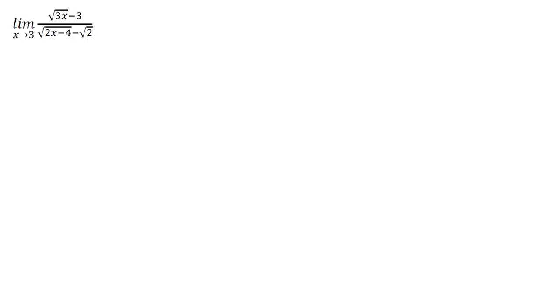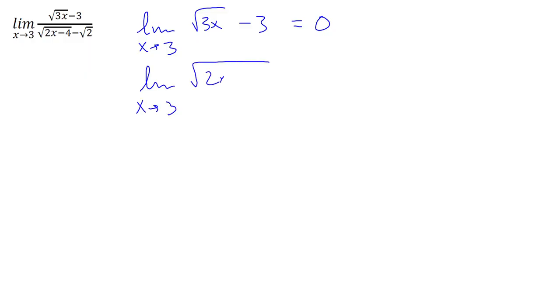All right, here is our last problem for this assignment. We've got the limit as x approaches 3 of root 3x minus 3. Well, the square root of 3 times 3 is 3, and 3 minus 3 is 0. And we have, in the denominator, root 2x minus 4 minus root 2. Well, 2 times 3 is 6, and 6 minus 4 is 2. So this is root 2 minus root 2, which is 0. So we can apply L'Hopital's rule.